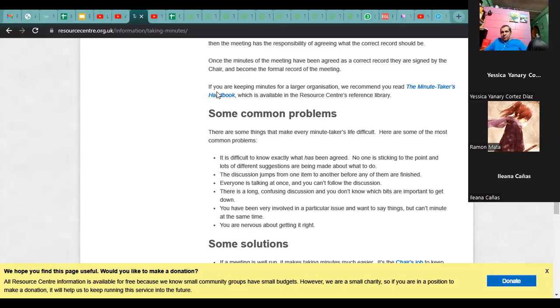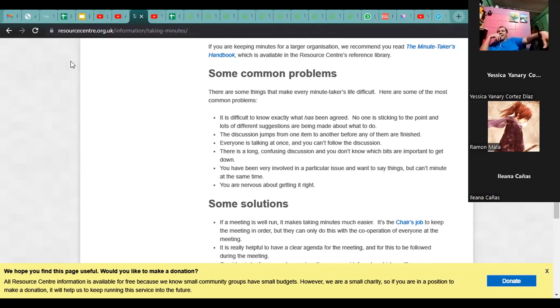The discussion jumps from one item to another before any of them are finished. Everyone is talking at once, and you can't follow the discussion. There is a long, confusing discussion, and you don't know which bits are important to get down. You have been very involved in a particular issue and want to say things, but can't minute at the same time. You are nervous about getting it right.